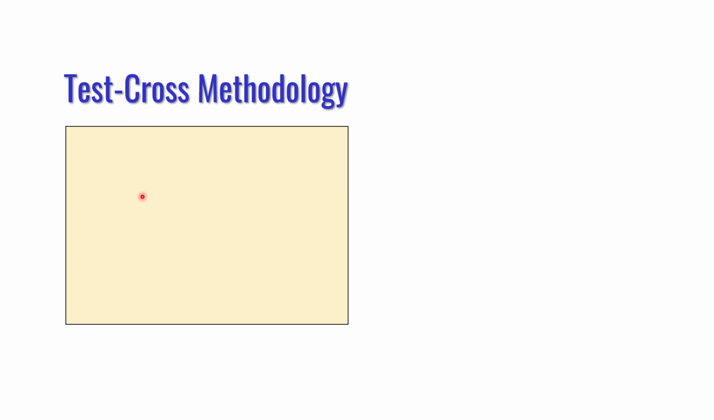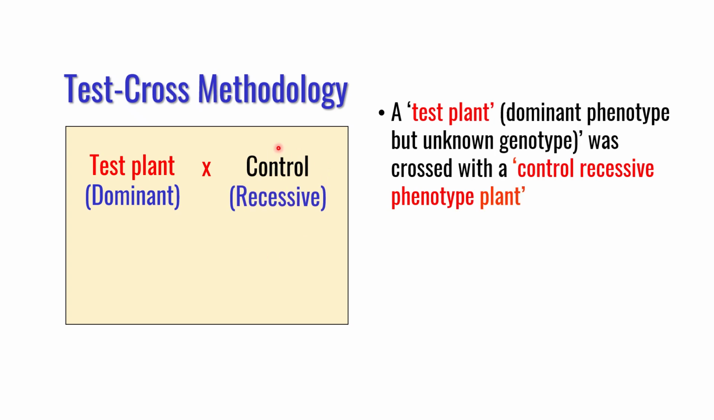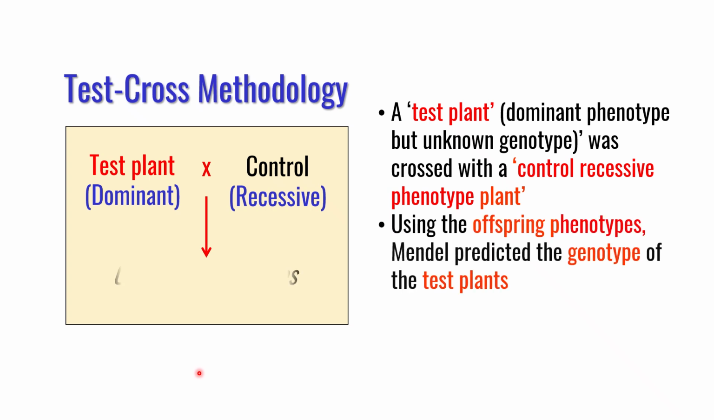As usual, the method was elegant, simple and straightforward, in which he crossed a test plant with unknown genotype but dominant phenotype with a pure recessive control plant. Recessive is always pure, so this was homozygous in nature, and just using the offspring phenotype, he was able to predict the genotype of the test plant accurately.